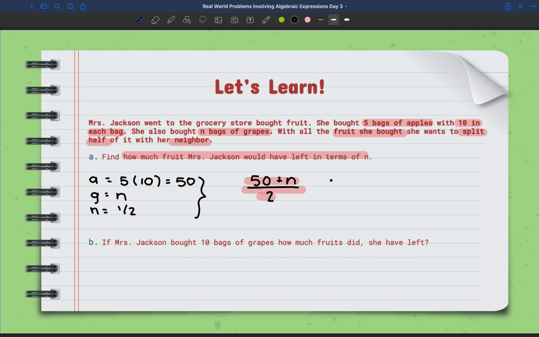If we were to write this on a keyboard, it would look like this. So we would write 50 plus N divided by 2. So this is our answer for our keyboard, if we were to type it in.